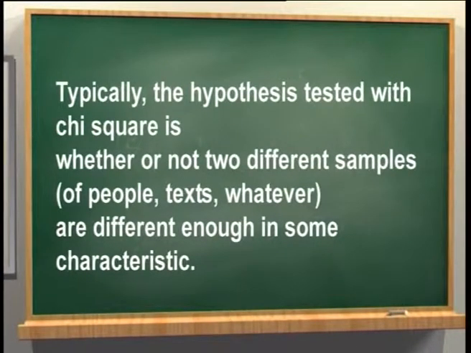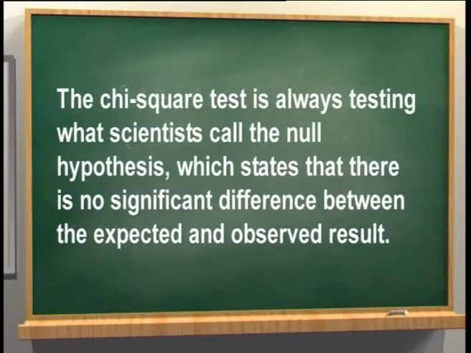For example, if according to Mendel's laws, you expected 10 of 20 offspring from a cross to be male and the actual observed number was 8 males, then you might want to know about the goodness of fit between the observed and expected. The chi-square test is always testing what scientists call the null hypothesis, which states that there is no significant difference between the expected and observed result.